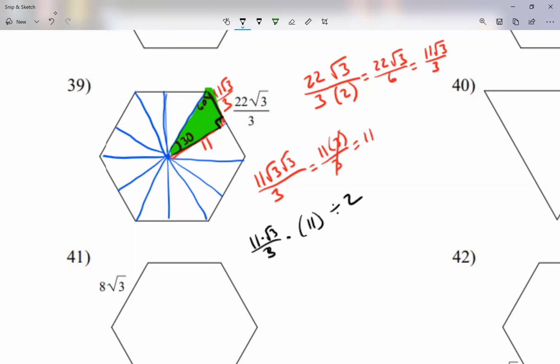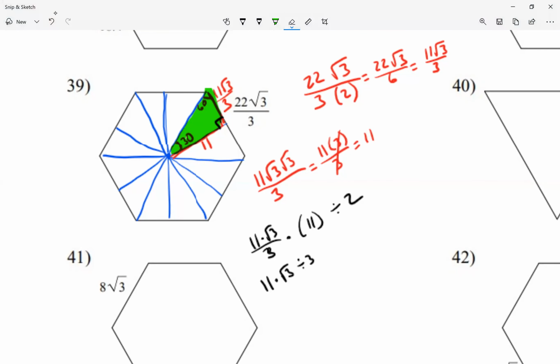The program that you guys are using, you can type in radicals. So I'm just going to go 11 times radical 3 divided by 3. As a matter of fact, you guys can type it all like this. So let me just type it all out. I have 11 times radical 3 divided by 3 times 11 and then divided by 2. Now this gives me 34.92969129.